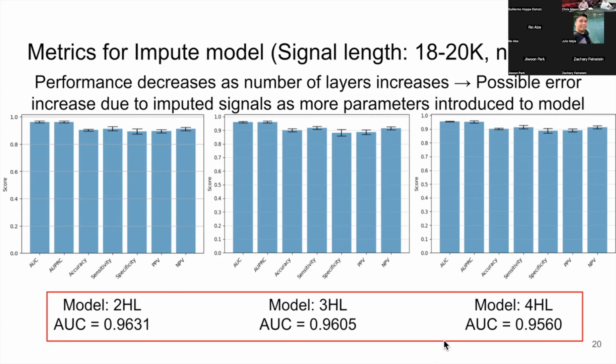So what this means is that there could be a possible error accumulation due to imputed signals as you add more parameters to the model. This could be due to learning potentially wrong imputed signals here that will make your model less generalizable in the end. So imputation might not be the best.